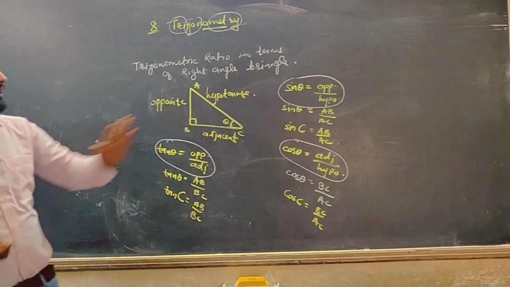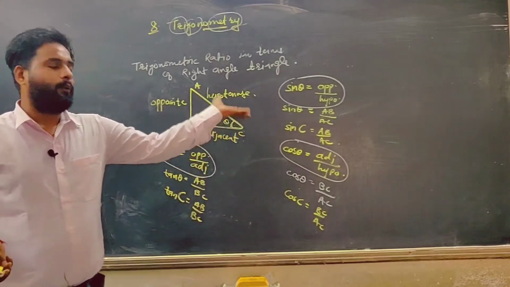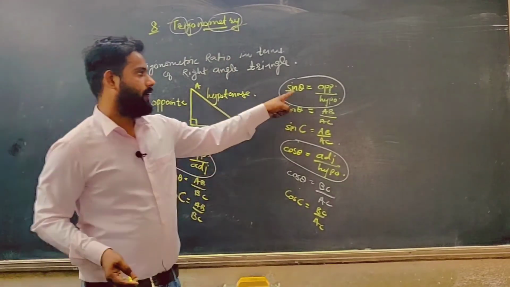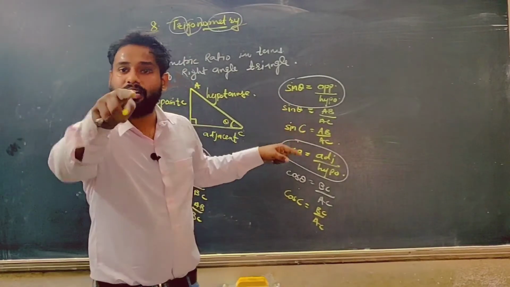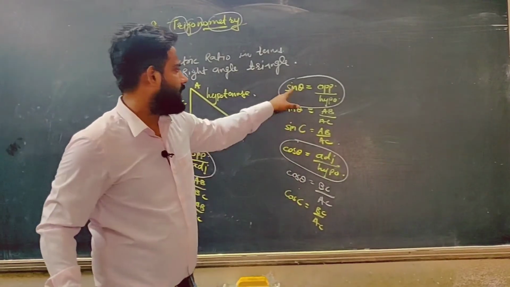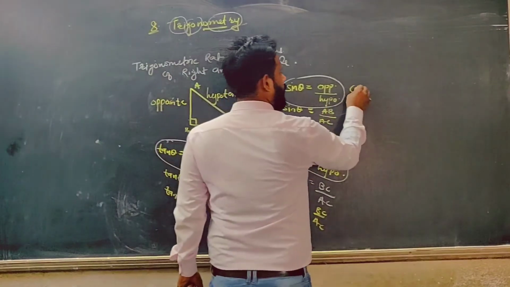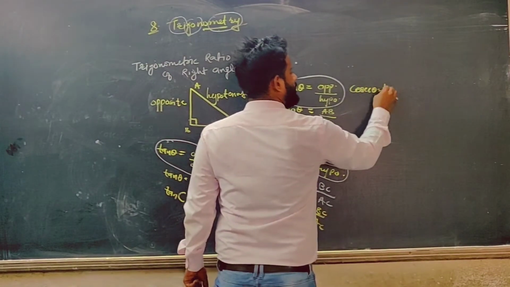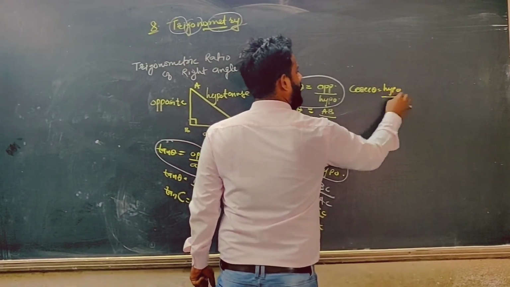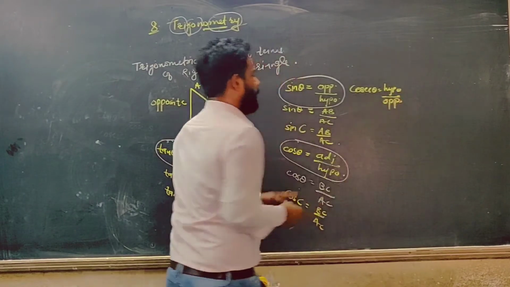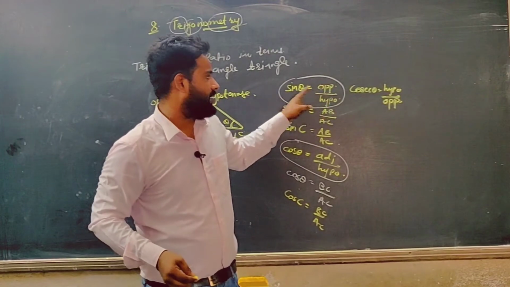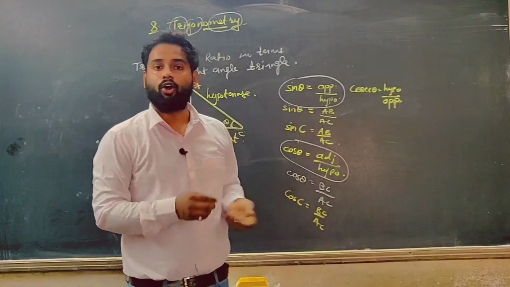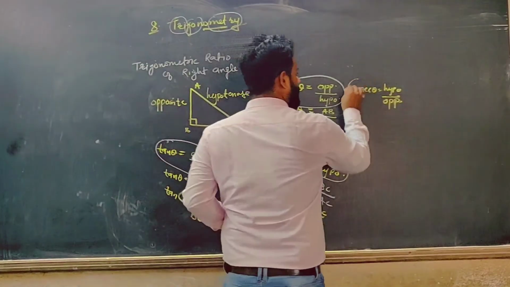Now if you remember these three things, their opposites are quite easy. If sin theta is equal to opposite upon hypotenuse, what is the opposite of sin theta that you have written just a few seconds ago? The opposite of sin theta is nothing but cosec theta, and cosec theta is equal to hypo upon opposite. Whatever sin theta is, just do the reciprocal. Opposite upon hypo is sine, so hypo upon opposite is going to be your cosec. That thing you have to remember.